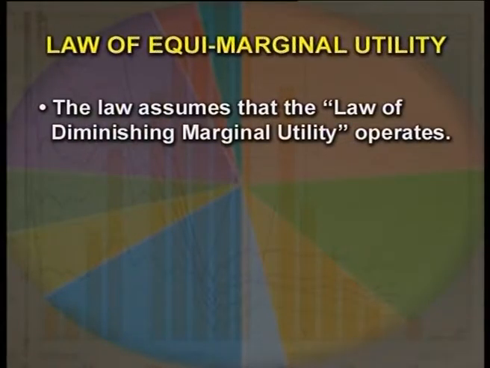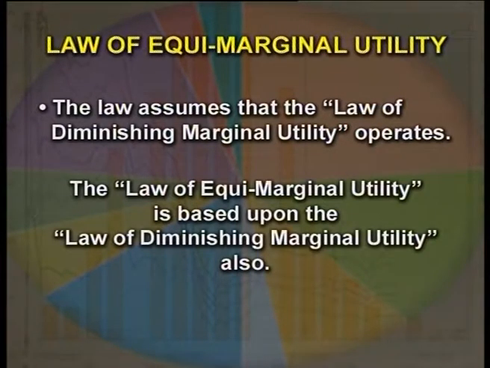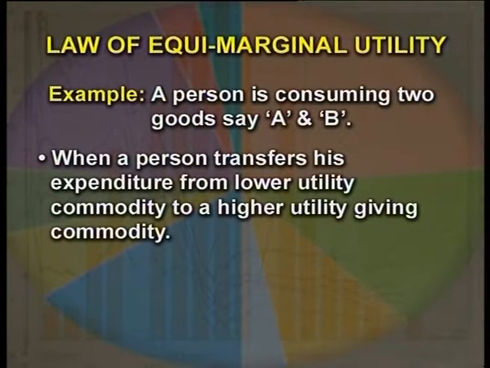Here, to understand this law, we must also know that this law assumes that the law of diminishing marginal utility also operates, and therefore we can say that the law of equimarginal utility is based upon the law of diminishing marginal utility. This can be understood by explaining what happens when a person transfers his expenditure from a low utility commodity to a higher utility giving commodity.